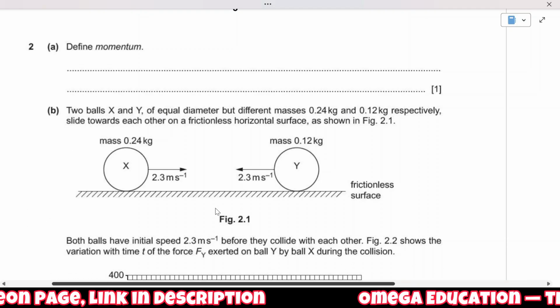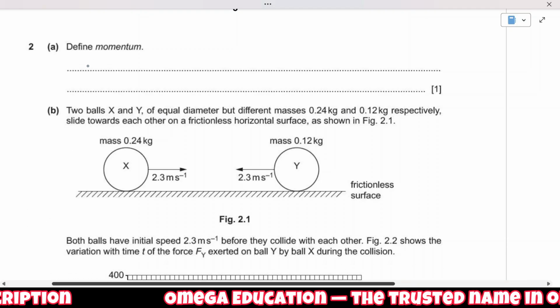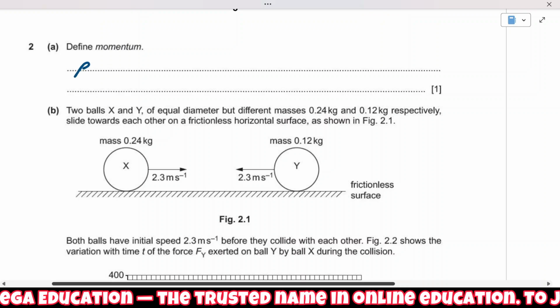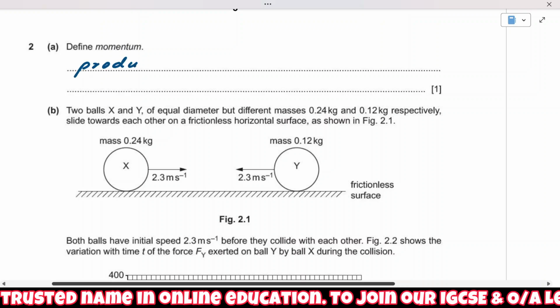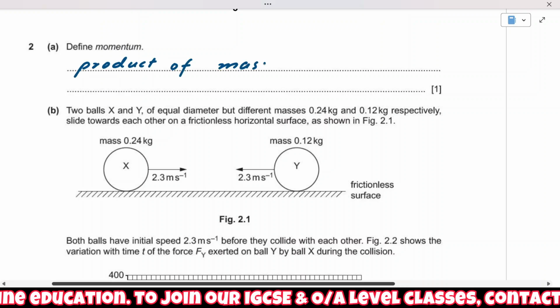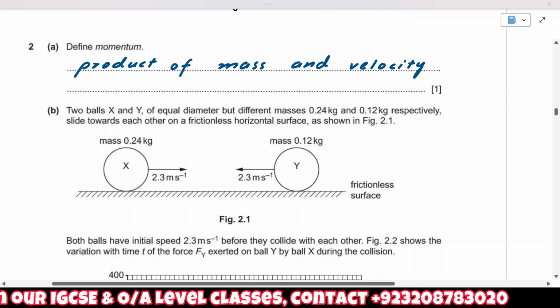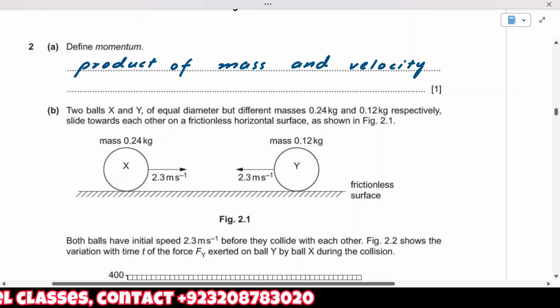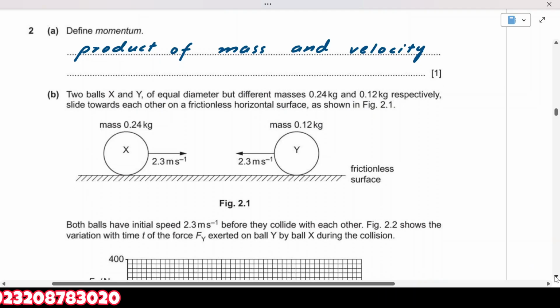So the next one we have is define momentum. So momentum is simply defined as product of mass and velocity. It's probably the easiest mark. Okay, let's move on to the next one.